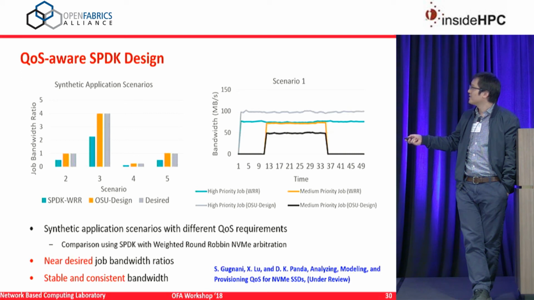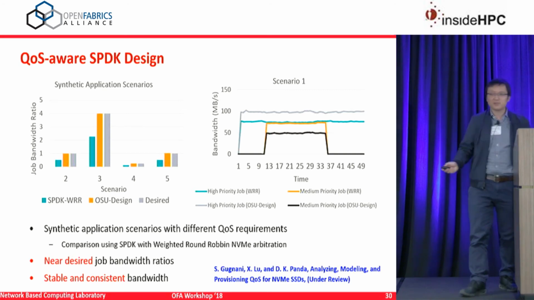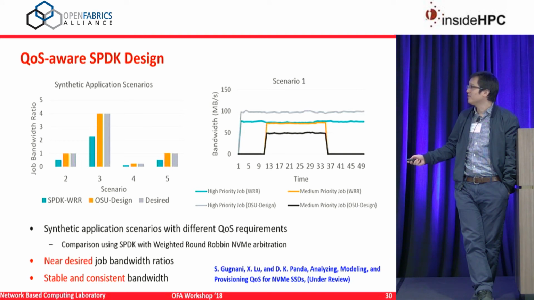In the meantime, if you say that this one is a median priority, then you only get 50. So the ratio is exactly matched with user settings. And we also test with many other cases, like 2, 3, 4, 5. Similarly, with default WRR, we don't see very good results.